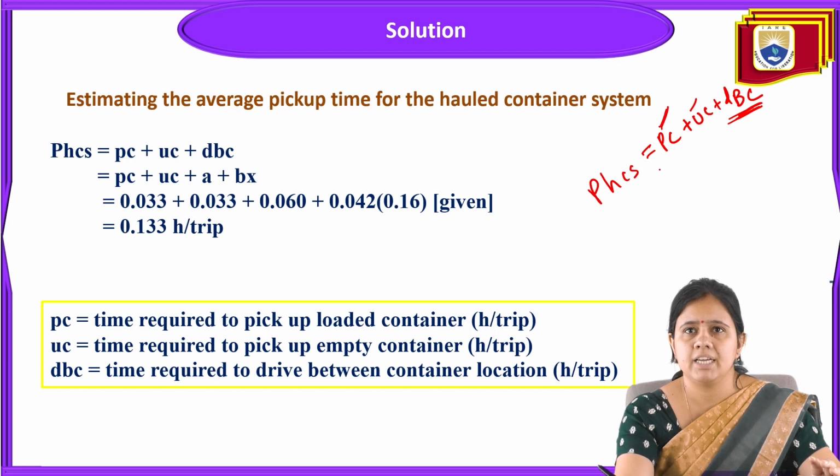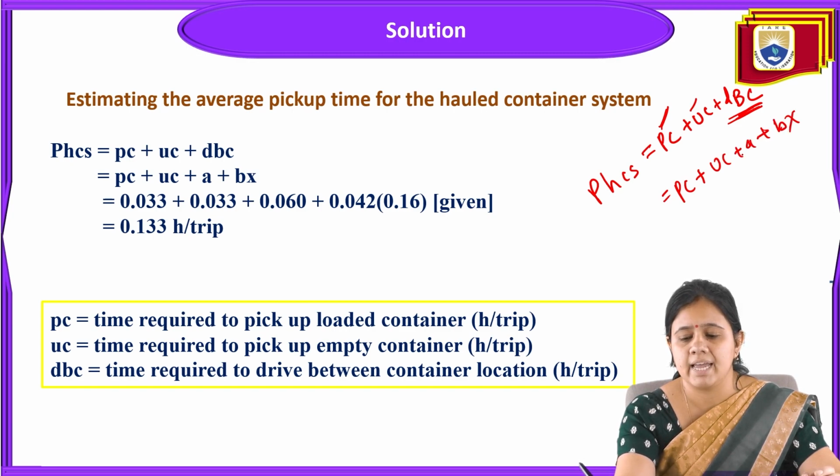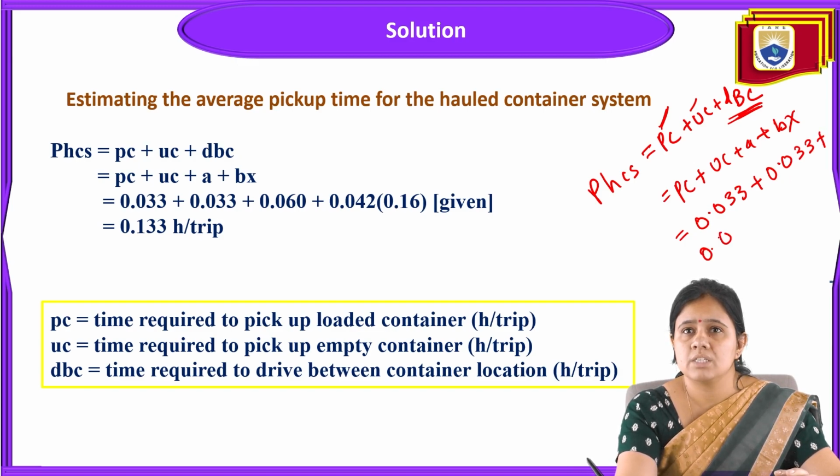So it has been given like PC plus UC plus A plus BX. This A and BX is the constant because that has been already given. So let us assume that 0.33 is the time required to pick up the loaded container, and the same time is required to pick up the empty container also, 0.33 plus 0.060 that has been given as a constant, and 0.042 that has been already given.